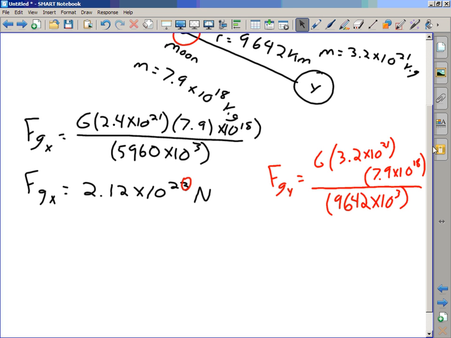So check out my math there. Make sure you see what I'm doing. I'm just plugging and chugging. Get the forces of gravity from each planet on that ship.